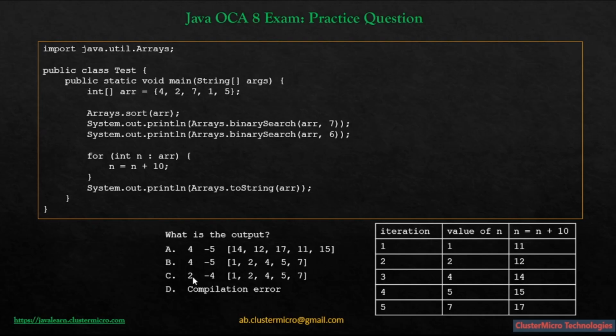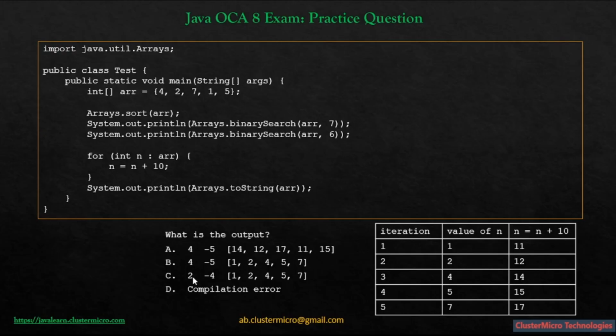So we have an int array {4, 2, 7, 1, 5}, then Arrays.sort, so it gets sorted. It becomes 1, 2, 4, 5, 7. Then System.out.println(Arrays.binarySearch(arr, 7)), which would be 4, and System.out.println(Arrays.binarySearch(arr, 6)). In the case of 6, you see 6 is not found. If the key is not present, it will return minus insertion point minus 1. 6 should be inserted at index 4, between 5 and 7. So the result is -4 - 1, which is -5.